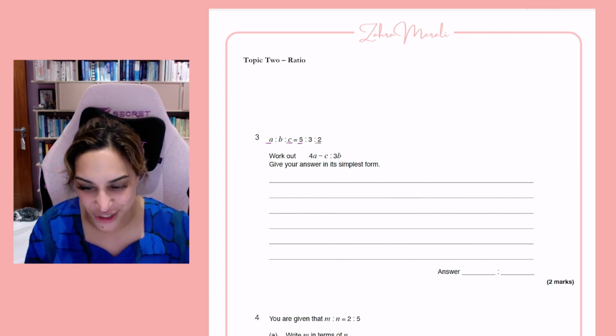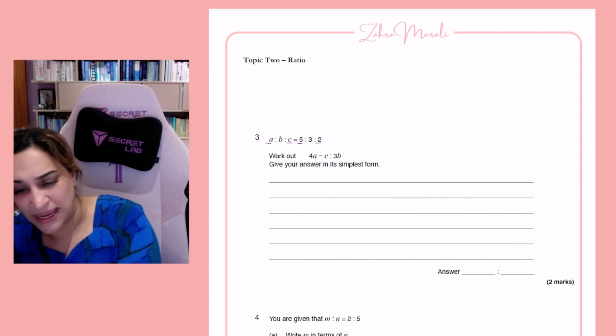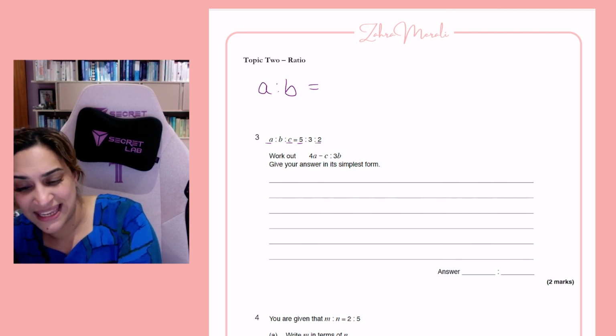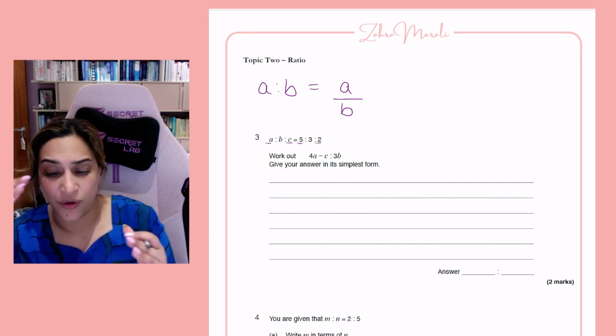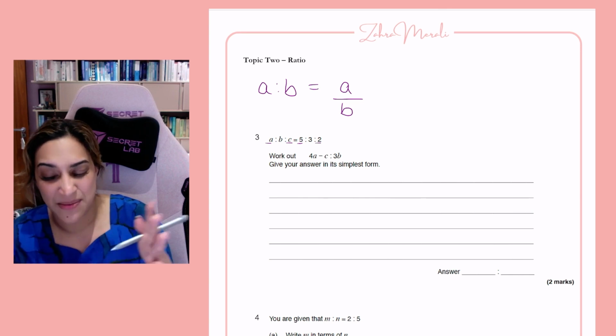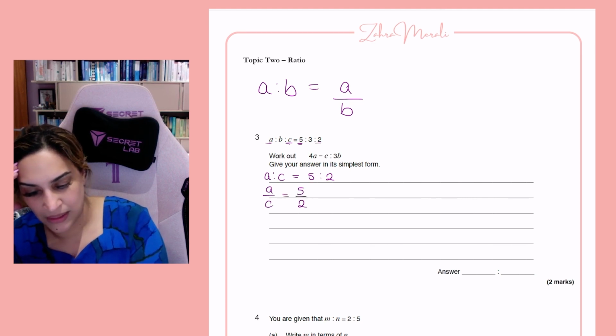Right, so now let's look at ratios. Ratios are just fancy ways of writing fractions. So if you've got A to B, it's the same as saying A divided by B. Now we've got A to B to C, and we want everything in terms of the same thing. So I'm going to check out A and C. A to C is 5 to 2. So that essentially tells me A over C is 5 over 2.